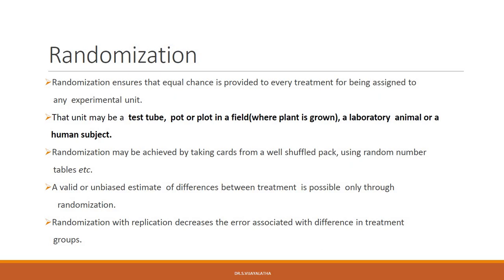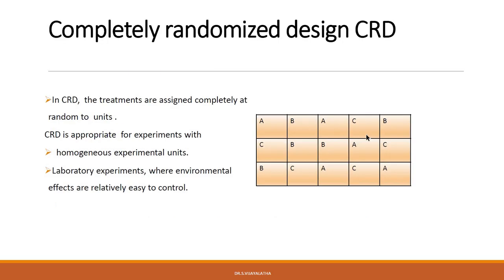We will see a few important experimental designs. The first one is completely randomized design. As the name itself implies, the treatments are assigned completely at random to the experimental units without taking any other criteria into consideration. Completely randomized design is appropriate for experiments with homogeneous experimental units or for laboratory experiments where the environmental effects are easy to control and when we do not anticipate any source of variation.